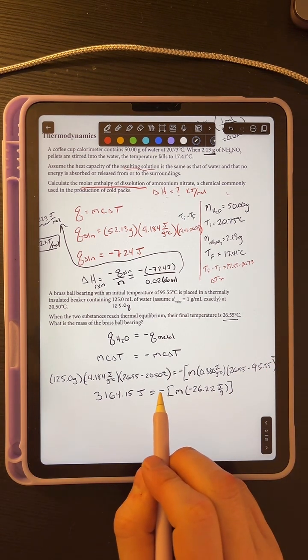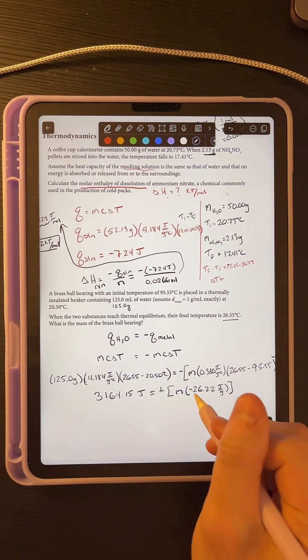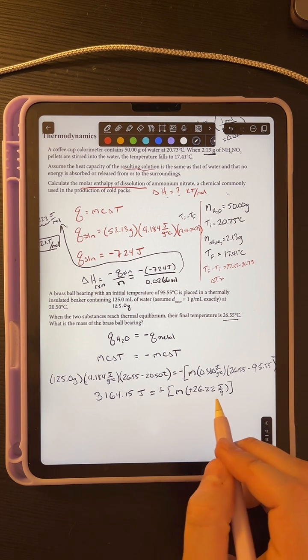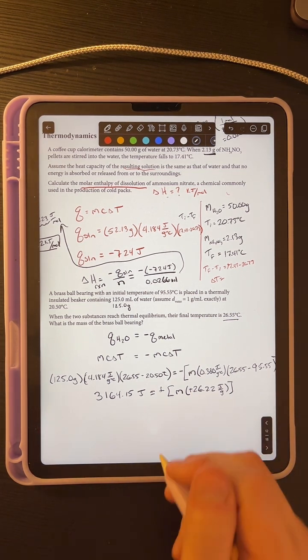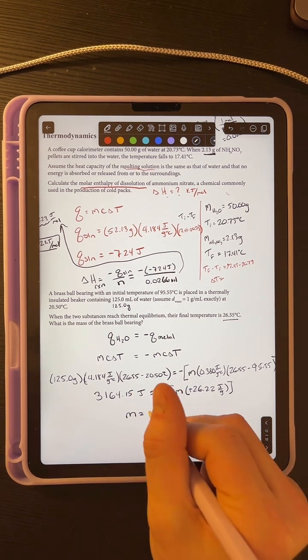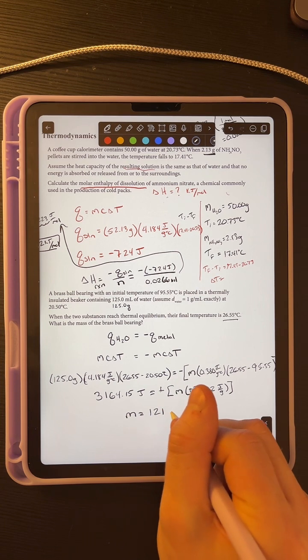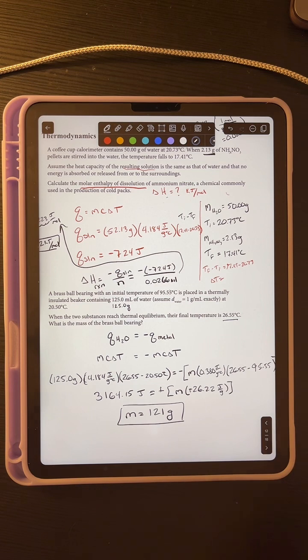So the negative will cancel out because the negative times the negative is positive. So really this becomes positive 26.22. And then all we have to do is divide by 26.22. So our mass of our brass ball bearing becomes 121 grams. And the joules would cancel out. And the mass of that brass ball bearing is 121 grams.